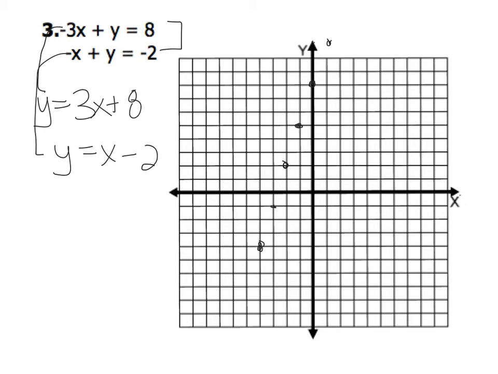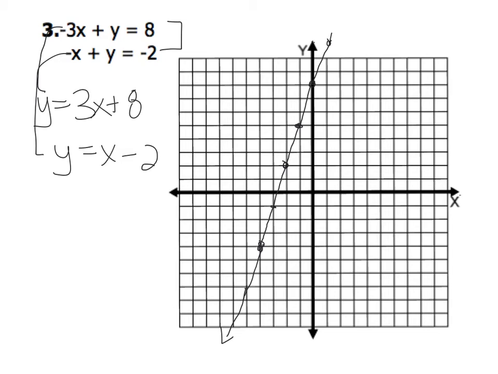Okay, so plot those points, and you want to make a line through that whole graph. Again, I'm doing my best to be neat. It's hard. And you have to be really precise here, because you need to find the exact point that those two lines will intersect.